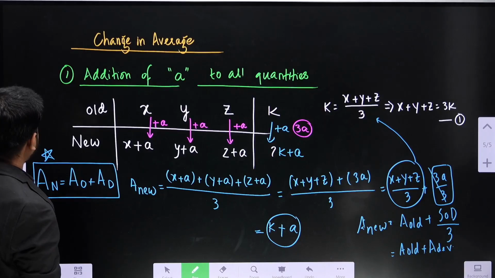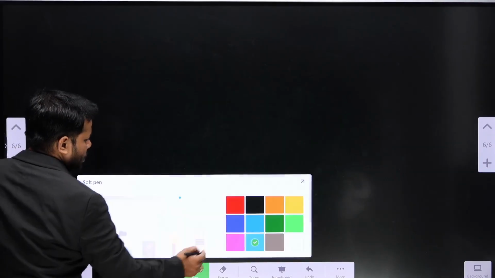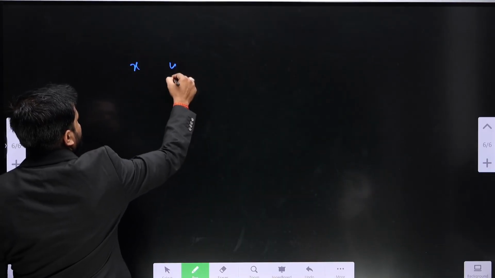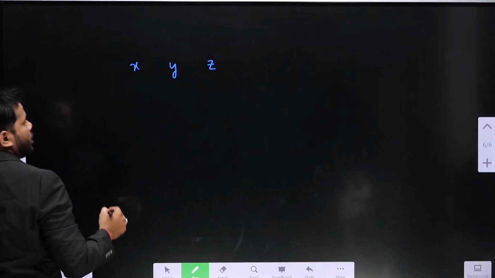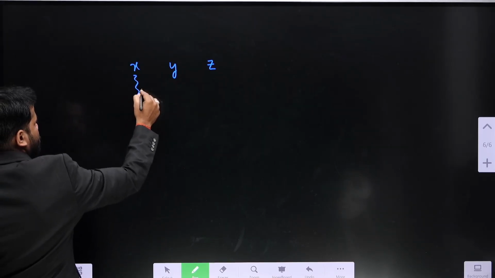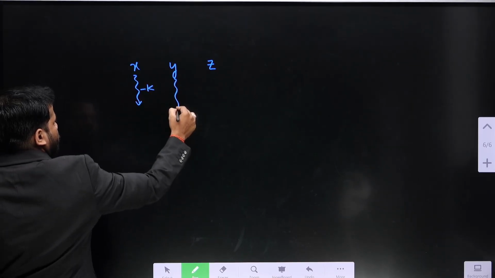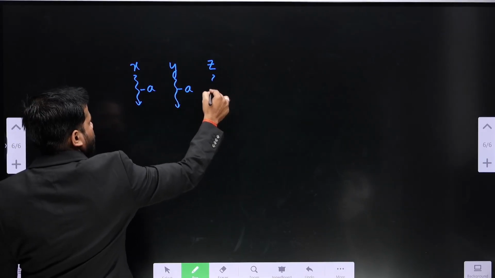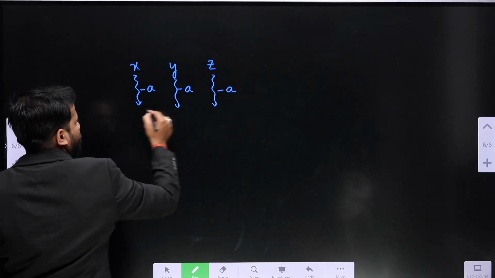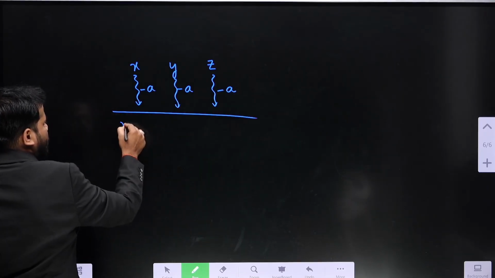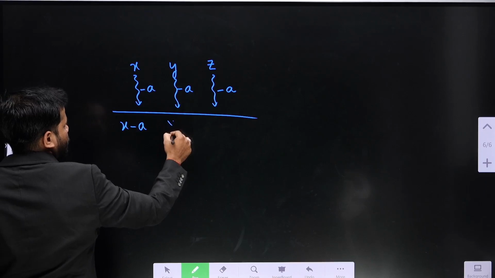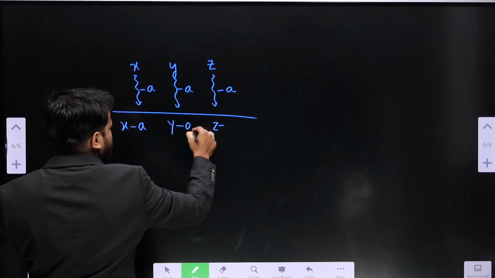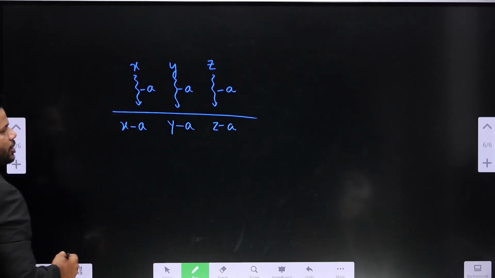Now let us go to the next question. The next type is given to you x, y, z. Now I want to subtract a from all of them. Now once I subtract a from all of them, what is the new data available to you? x minus a, y minus a and z minus a. Then what is the new average?